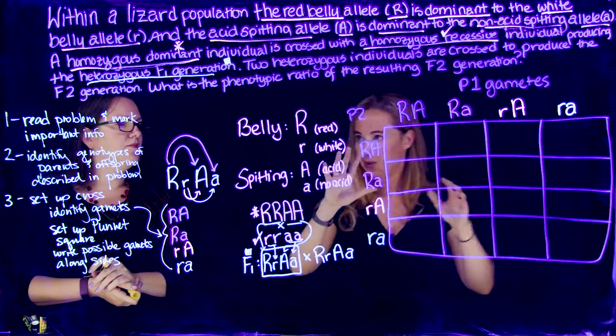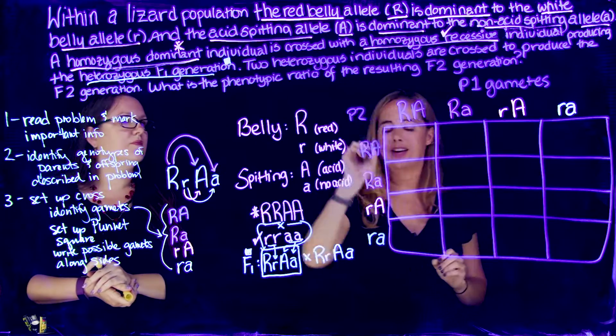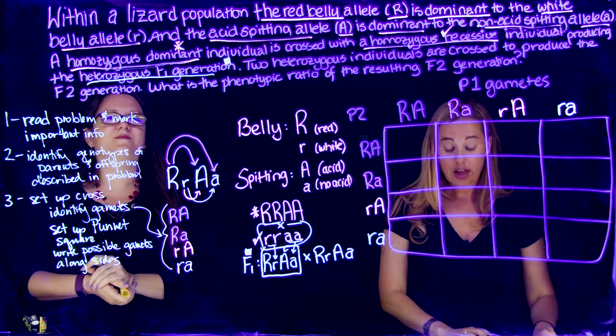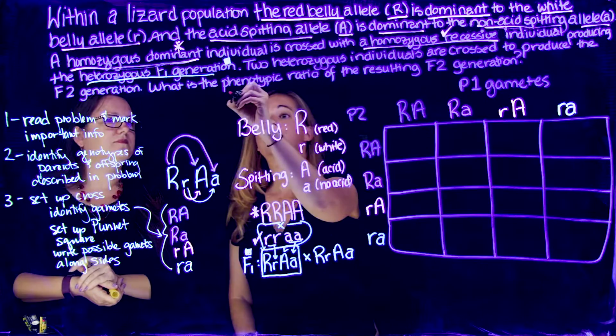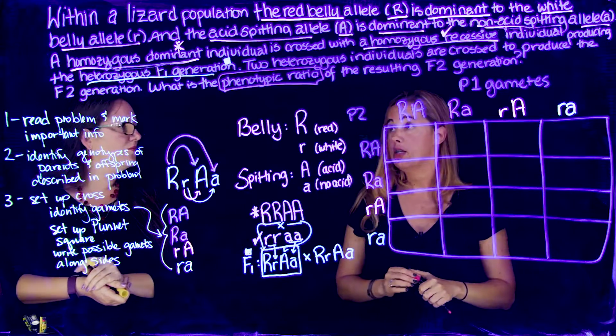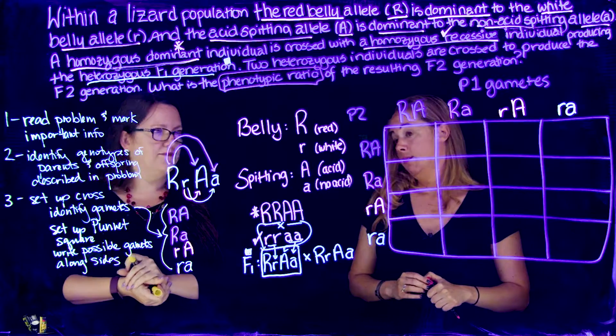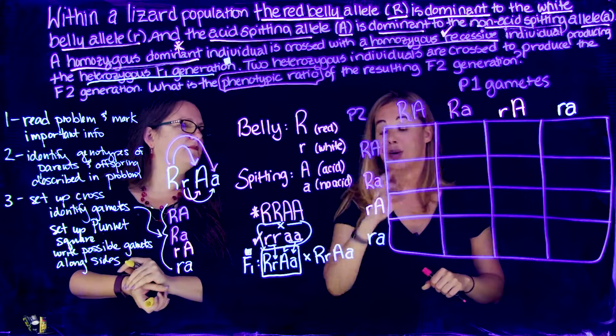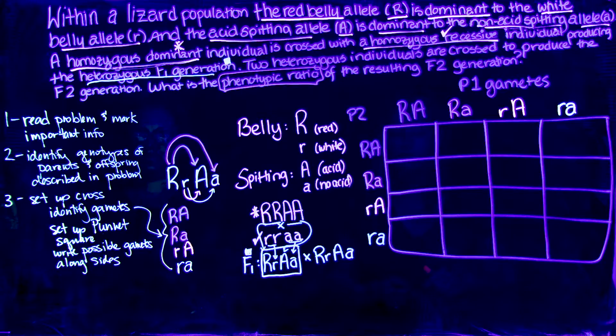What's kind of cool about this is if you read the very last line, what they want to know is your phenotypic ratio. So they want to know, is it a red belly or white belly? Can it spit acid or not? So here we can start, and we've got technical difficulties, guys.